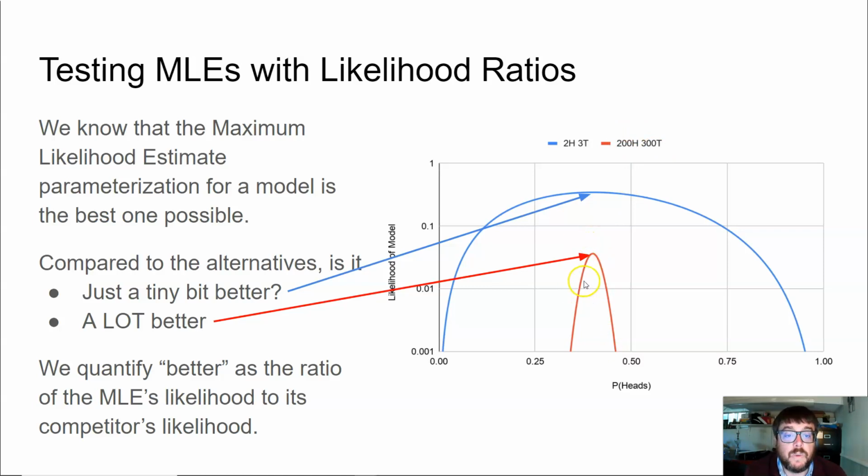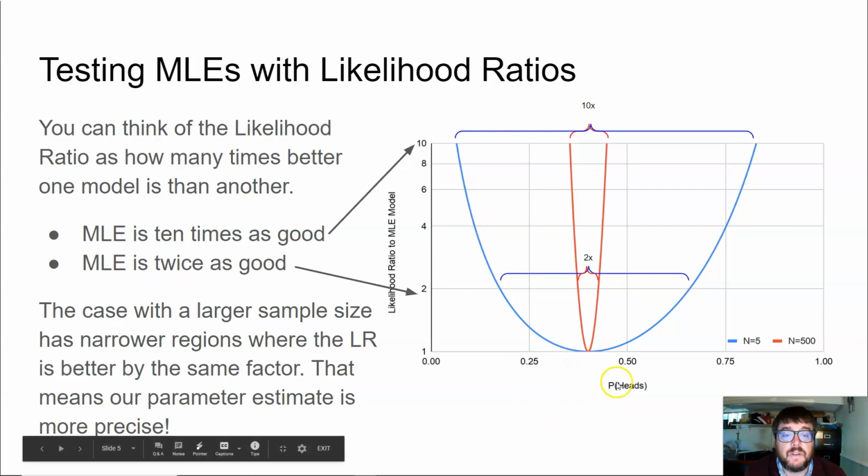But here, we can see that the range of values that are similar is much narrower than when there's a small amount of data. And to quantify that, we can take this maximum and divide it by the value at each of these other places, and that will give us a likelihood ratio. How much better is the best estimate than some of these other ones? We'll see in the next slide.